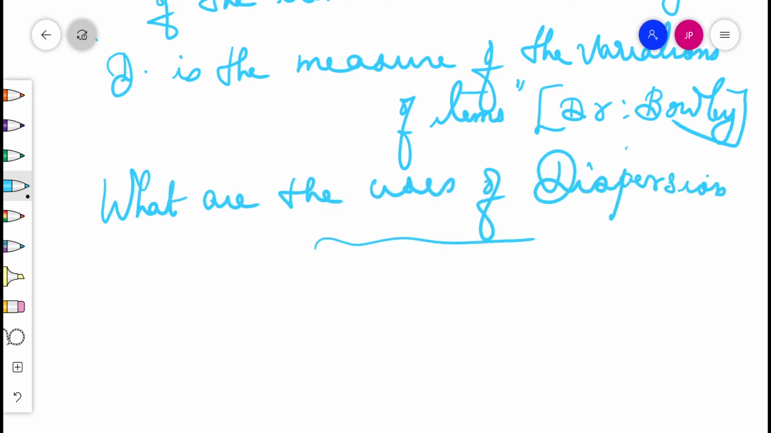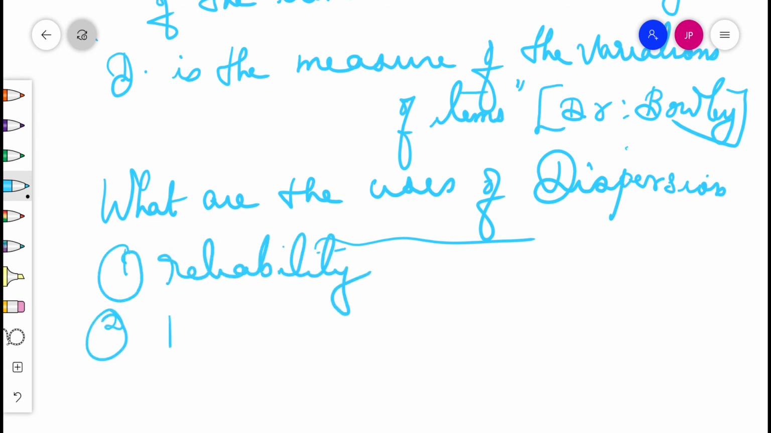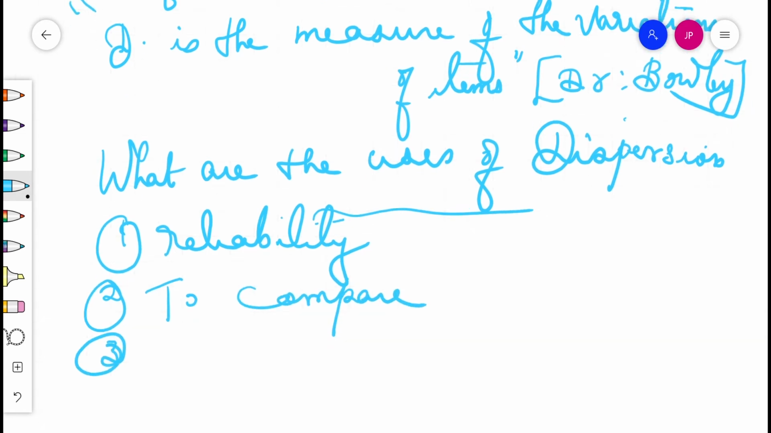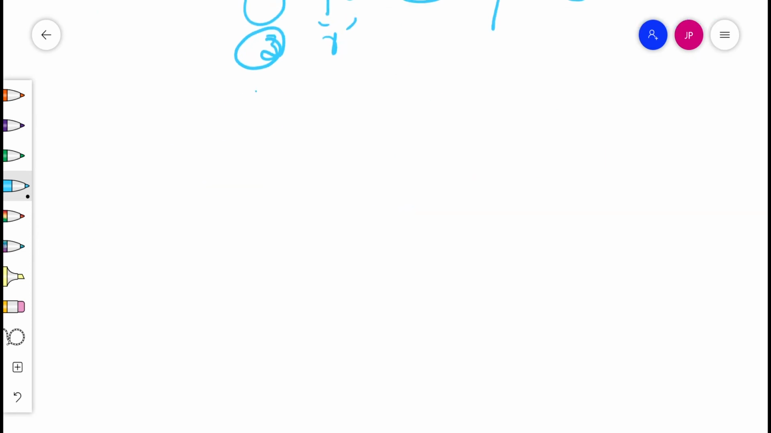What are the uses of dispersion? First point, to determine the reliability of an average. Second point, to compare the variability of two or more series. Thirdly, to provide the basis of other statistical measures such as correlation. Fourthly, to provide the basis of statistical quality control.